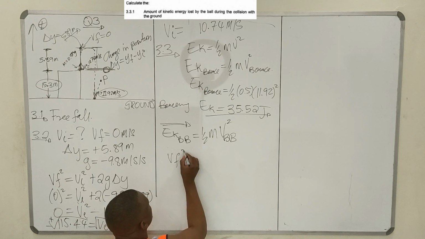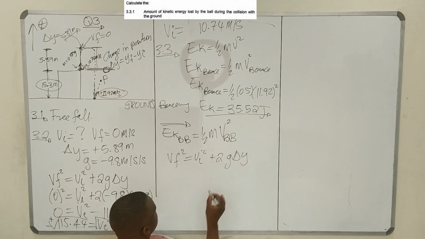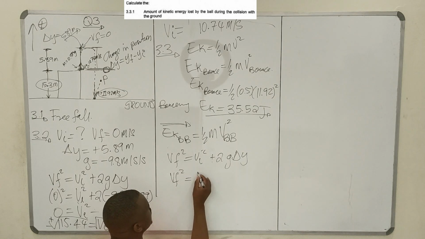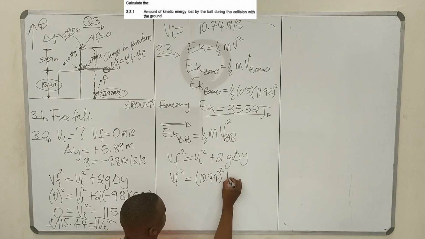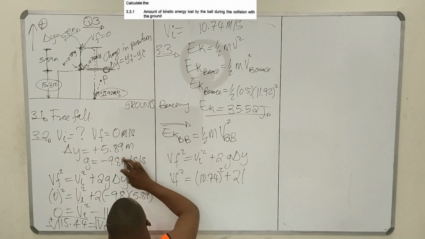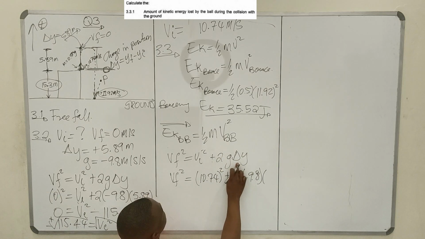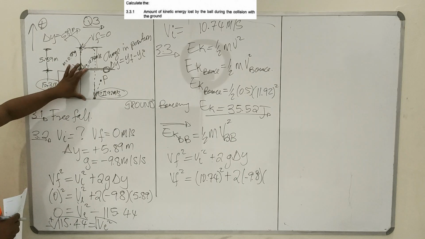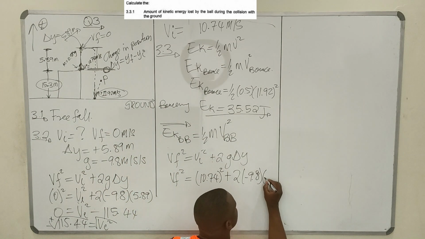So we can say Vf squared equals Vi squared plus 2g delta y. You want your final velocity there. So your Vf squared is equal to your Vi. What was your initial velocity? It was 10.74 all squared plus 2 times your gravitational acceleration. What is it? It's a negative 9.8 because it's downwards, times your displacement, which is your change in position. Your displacement, from here to there, is below the starting point, so it's negative 15.3.